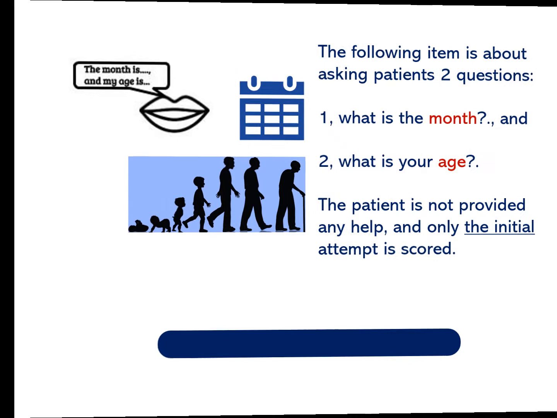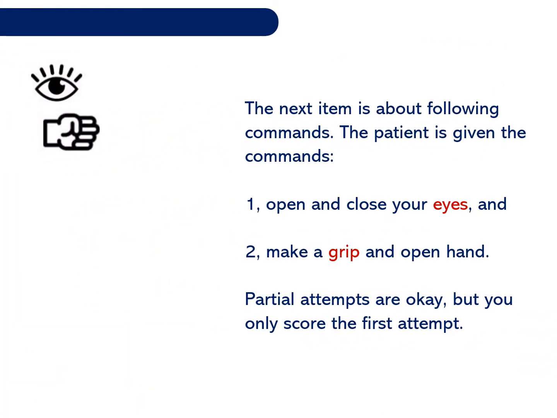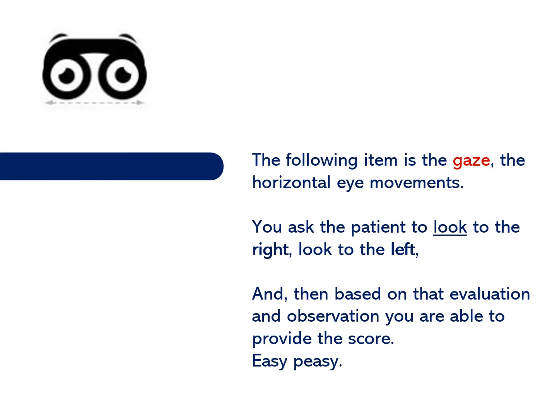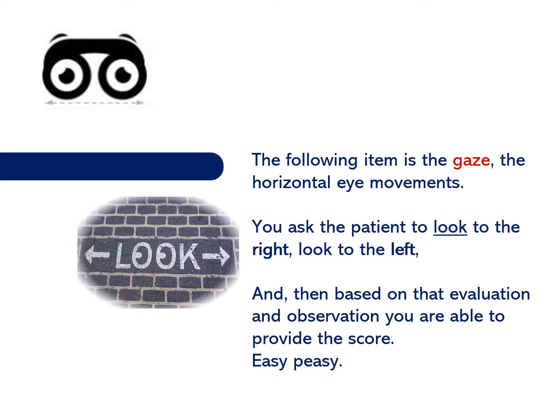The next item is about following commands, so the patient is given the commands: 1. Open and close your eyes, and 2. Make a grip and open hand. Partial attempts are okay, but you only score the first attempt. The following item is the gaze, the horizontal eye movements. You ask the patient to look to the right, look to the left, and then based on that evaluation and observation you are able to provide the score.